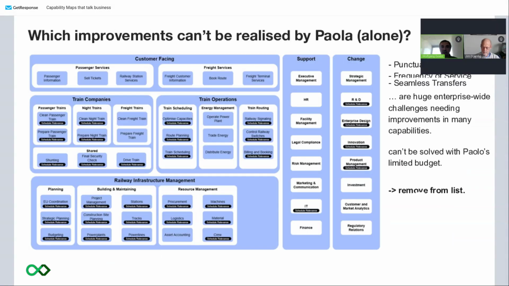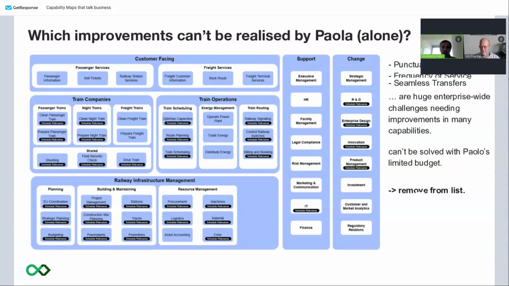So maybe it's a good idea to zoom out to the full picture and ask yourself what's totally unrealistic. For example, punctuality and reliability, frequency of service, seamless transfers, and so on, are huge enterprise-wide challenges. If you want to be more punctual, you must get the shunting in on time. You may need more tracks. You must make better railway infrastructure management planning, shorter times where you close tracks because of maintenance work and so on. So punctuality in the eyes of a customer is a simple requirement, but it's really tough for companies to do it.